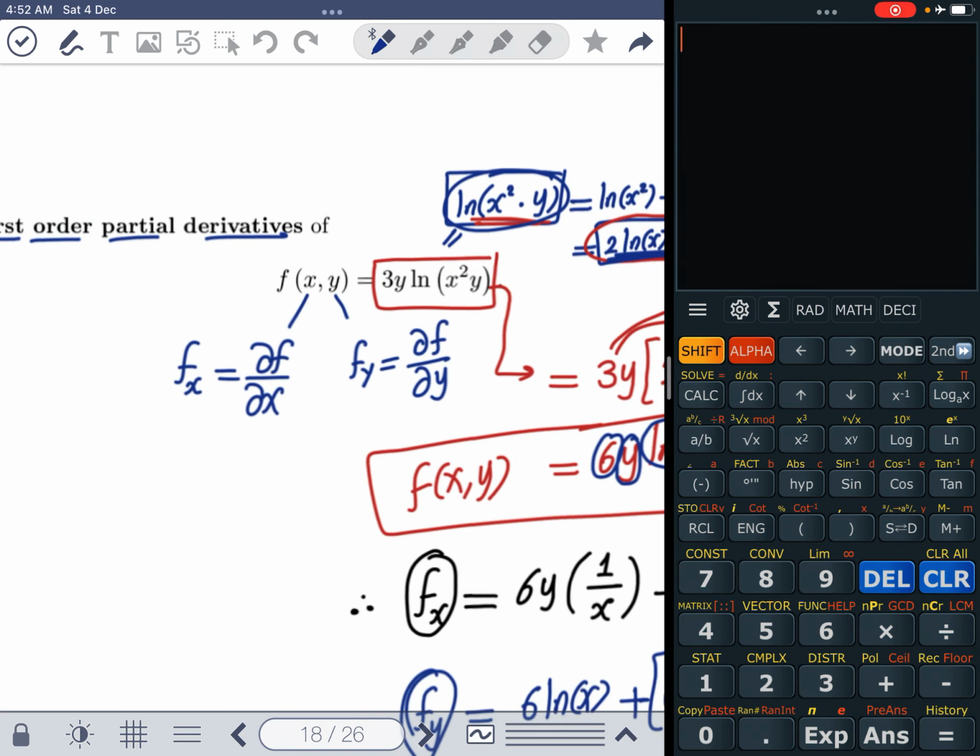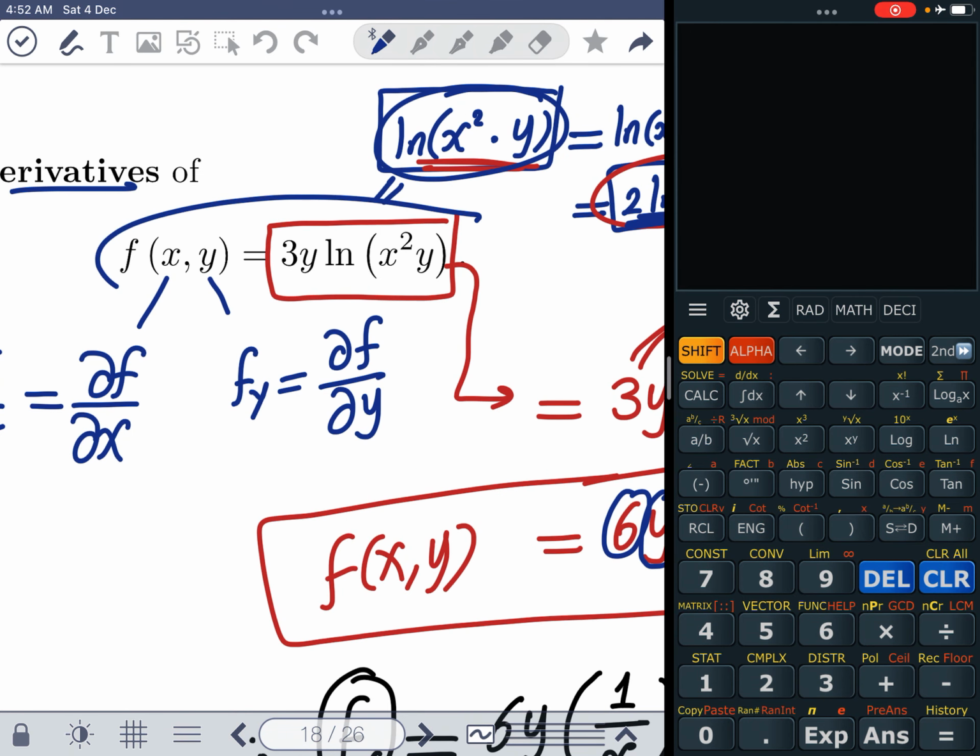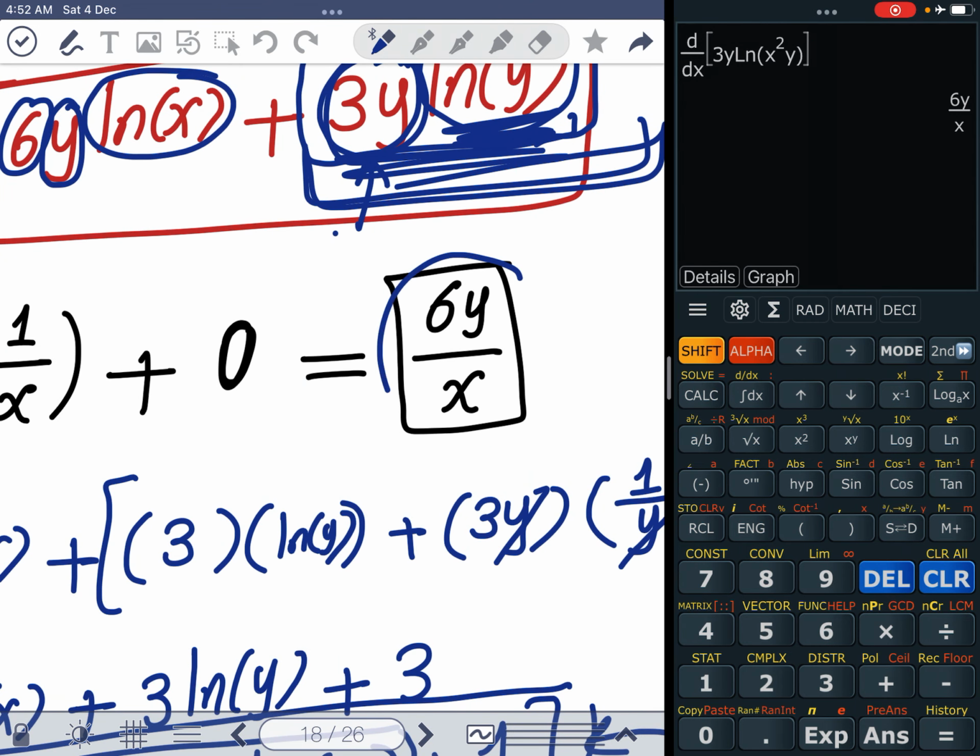Our function here, we want its derivative with respect to x of this. So I will do d by dx of, and now we write the function 3y times ln of, and inside the ln we have x squared y. So x squared and then y equals 6y over x. See? So the first one is correct.